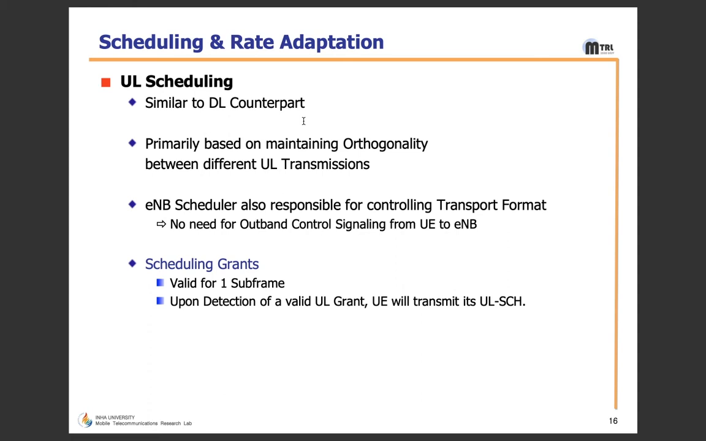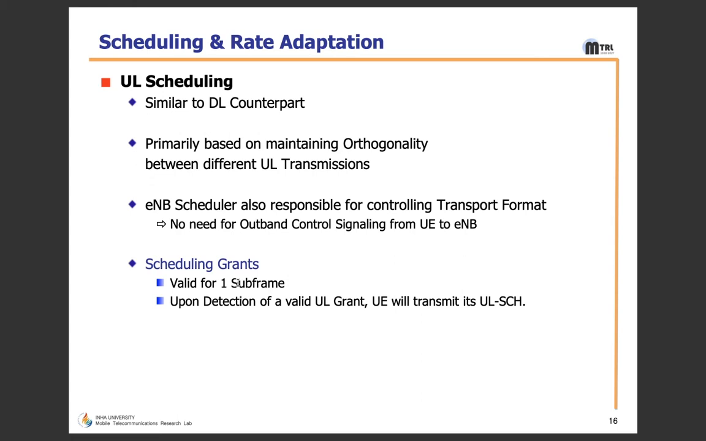In addition to assigning the time frequency resources to the terminal, the eNodeB scheduler is also responsible for controlling the transport format the terminal will use for each of the uplink component carriers. As the scheduler knows the transport format the terminal will use when it is transmitting, there is no need for outband control signaling from the terminal to the eNodeB. A scheduling grant is valid for one subframe, which means that dynamic grants are valid for one subframe. That is, for each subframe in which the terminal is to transmit on the UL-SCH, the scheduler issues a new grant. Uplink component carriers are scheduled independently.